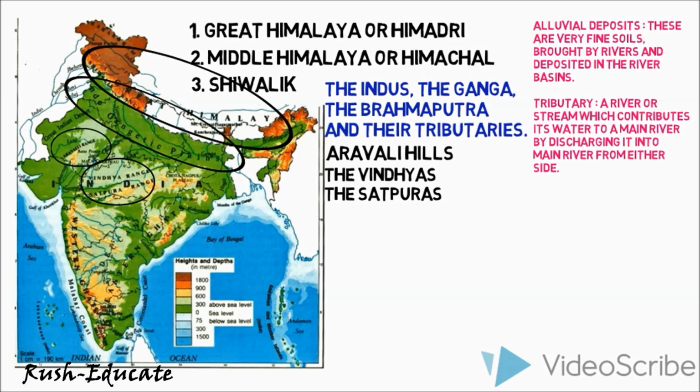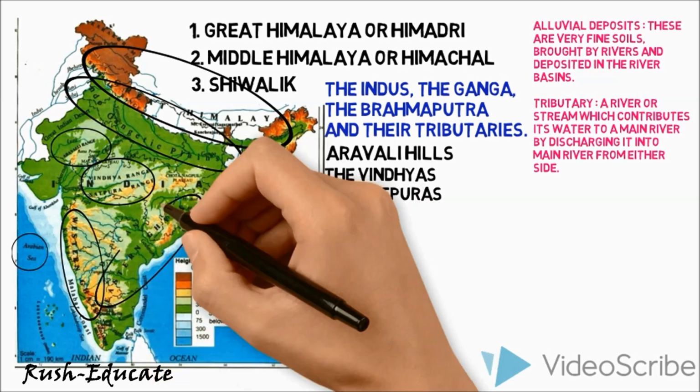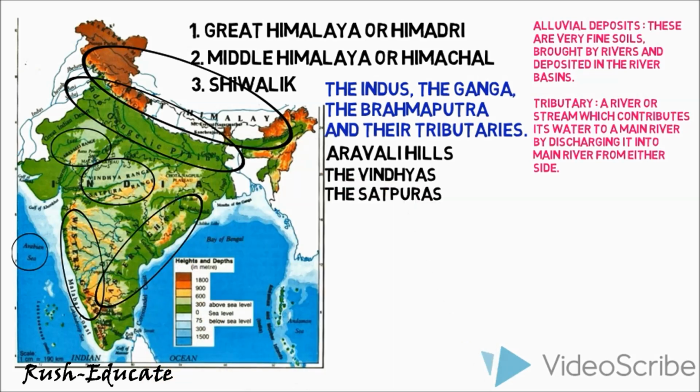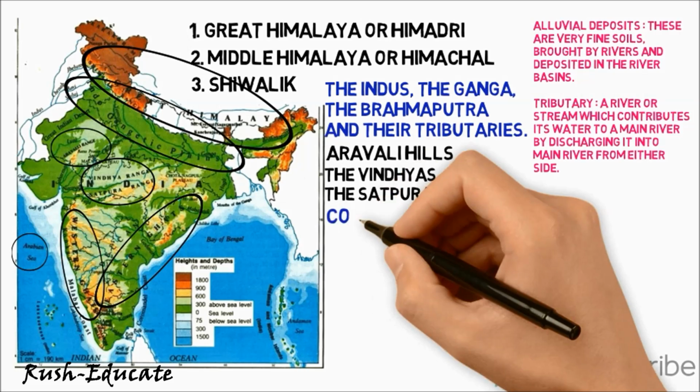These are west-flowing rivers that drain into the Arabian Sea. The western Ghats border the plateau in the west, and the eastern Ghats provide the eastern boundary. While the western Ghats are almost continuous, the eastern Ghats are broken and uneven. The plateau is rich in minerals like coal and iron ore.